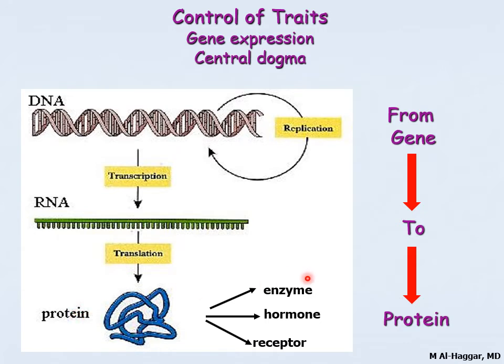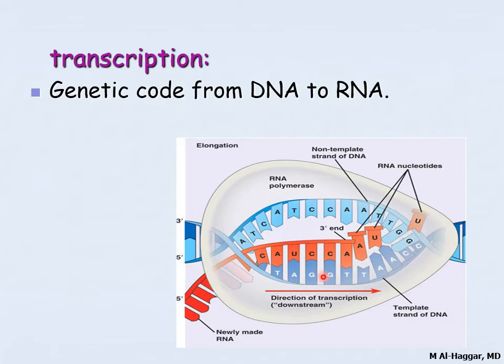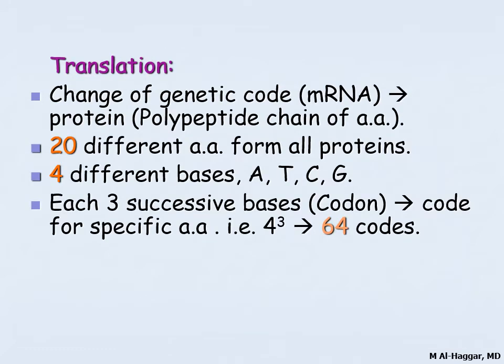And this protein may be a functioning protein like an enzyme or hormone, or a structural protein like a cell wall protein, receptor protein, etc. So the gene is controlling the trait by forming a journey from the messenger RNA to the protein structure. This is how the genetic code from the DNA is translated to the RNA and finally to protein.